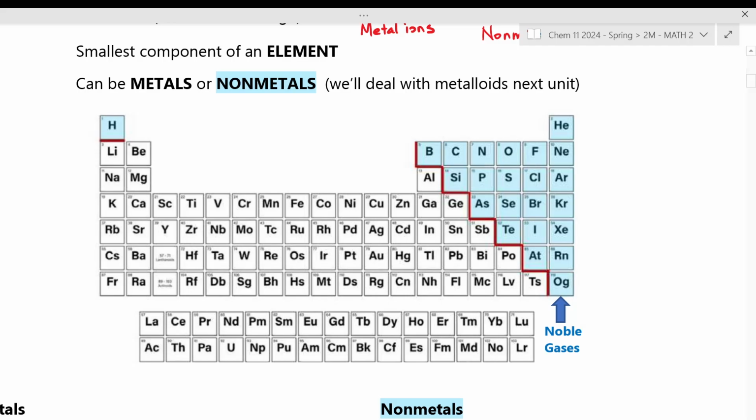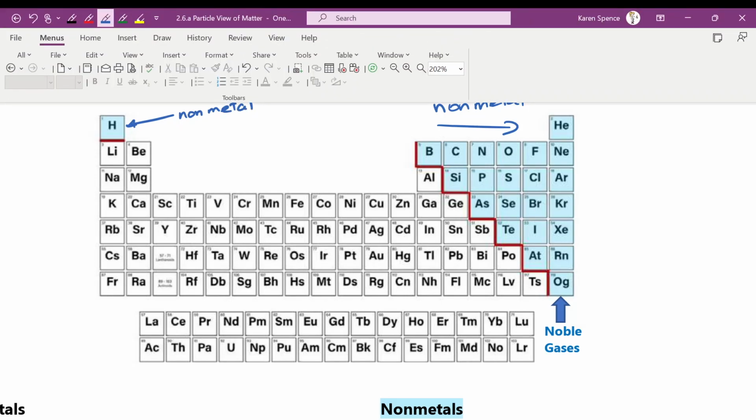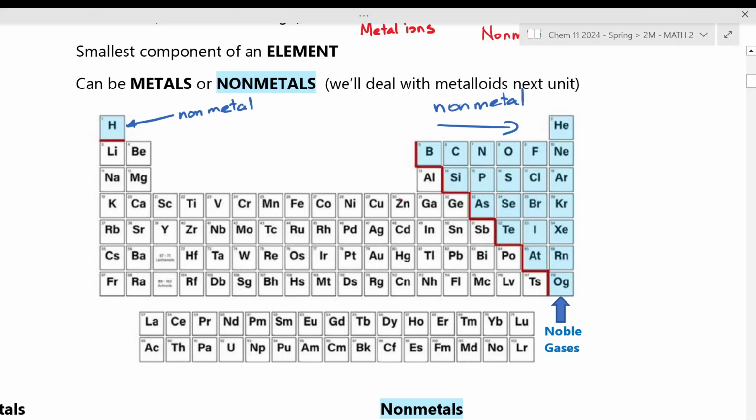So everything to the right of the staircase is a non-metal. Except who? Who is weird? Who is out of place, sort of, but not really? Hydrogen. Non-metal. And then all the rest are metals. Okay, everything, including those guys at the bottom.